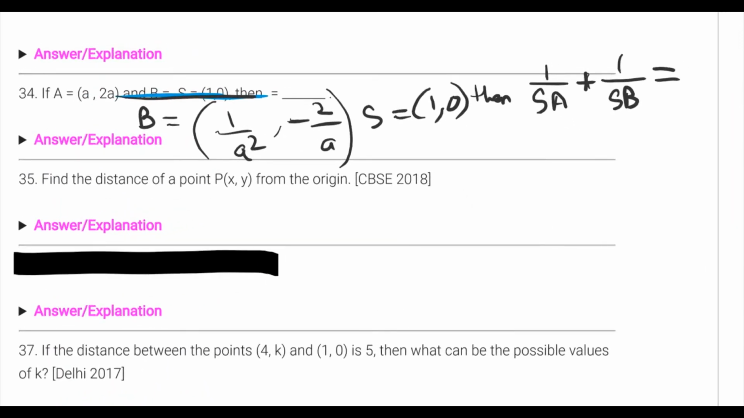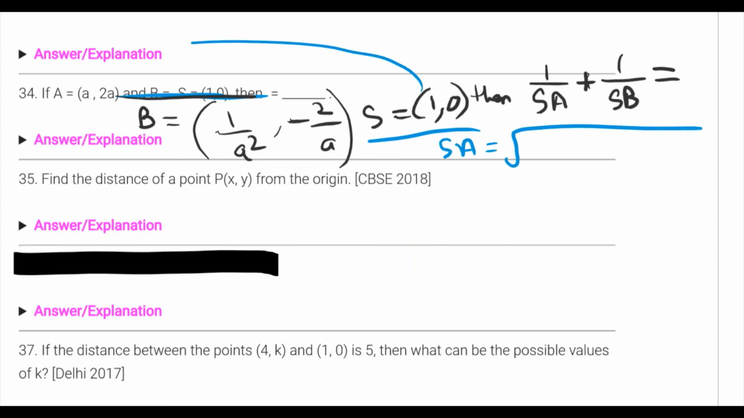Next we have direct questions. There are no options here. 34th question. If A equals A comma 2A and B equals 1 by A square comma minus 2 by A and S equals 1 comma 0, then find 1 by SA plus 1 by SB. Let us find SA first. SA will be equal to root of 1 minus A whole square plus 0 minus 2A whole square, which is 4A square.